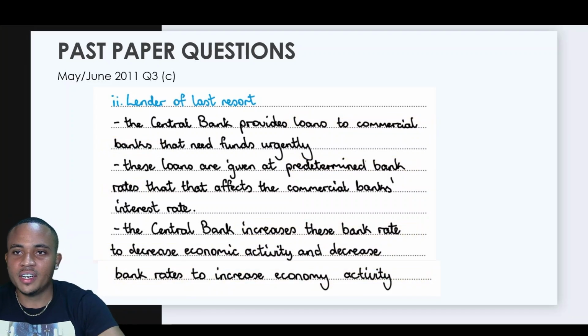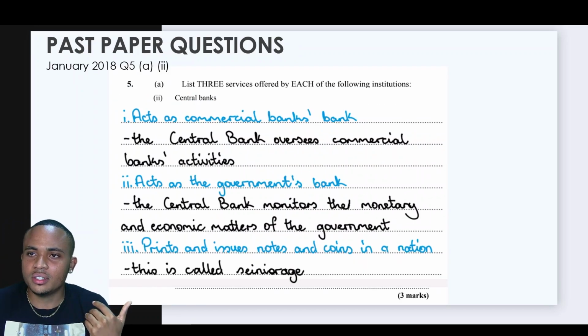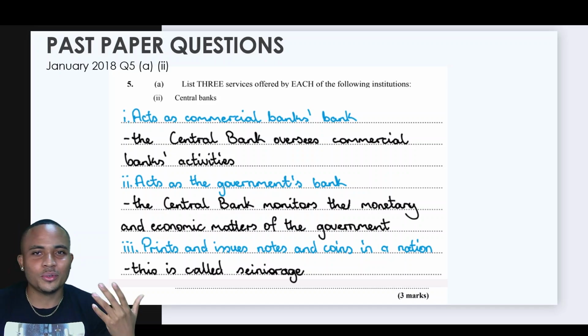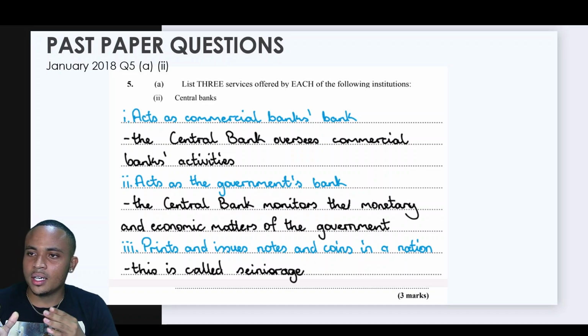And finally, we're going to look at a nice little January paper, which states: list 3 services offered by each of the following institutions. The first question they asked is for commercial banks, but we're focusing on central banks. And these are 3 services offered by them.